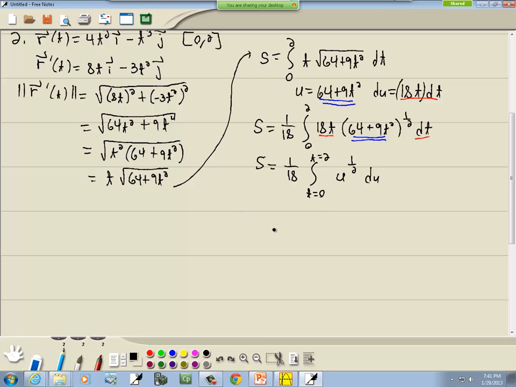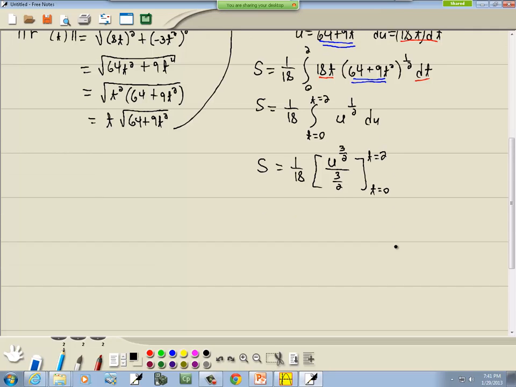Well, we're going to add 1 to our power. 1/2 plus 1 gives us 3/2. And divide by our new power. And that's from t is equal to 0 to t is equal to 2. Now we've got a single fraction down here in the denominator, so we'll flip it and multiply it times the top. And we can actually take that and put it on the outside of the bracket.